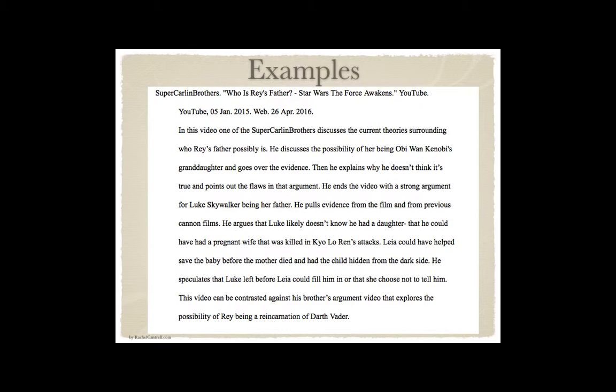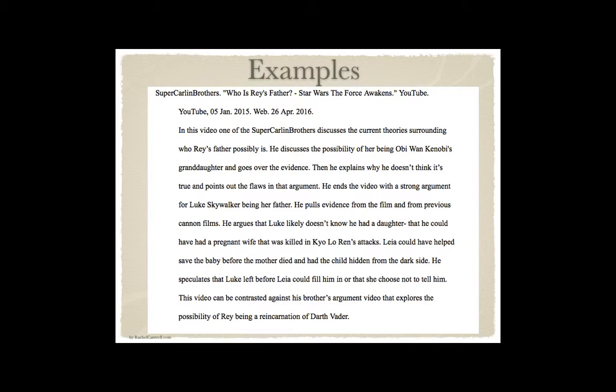Okay. Here's a longer annotation. This one is for research for a paper making an argument about, in the new Star Wars The Force Awakens movie, who Rey's parents are, what her origins are. And so you can hear someone is looking at a video making an argument about her parentage and summarizing it, talking about the different evidence they use, and contrasting it against another source. This source claims that she must be Luke Skywalker's daughter.